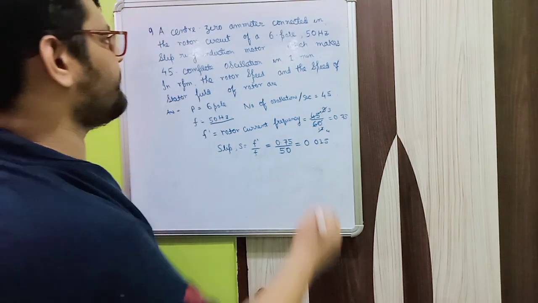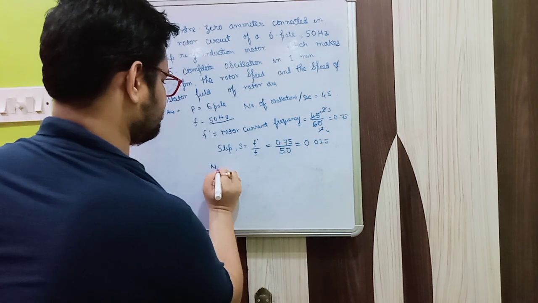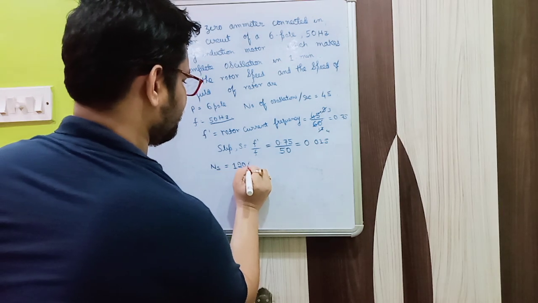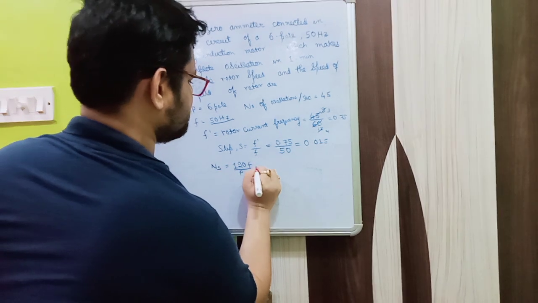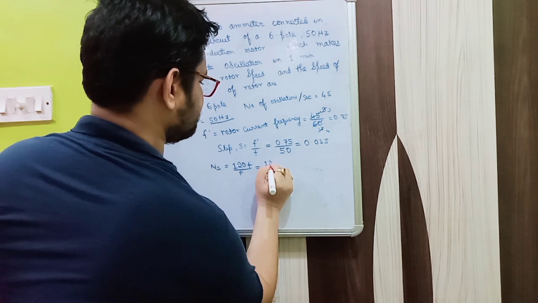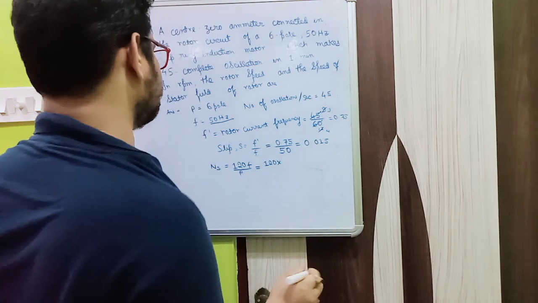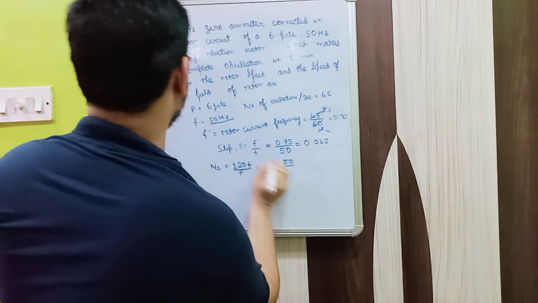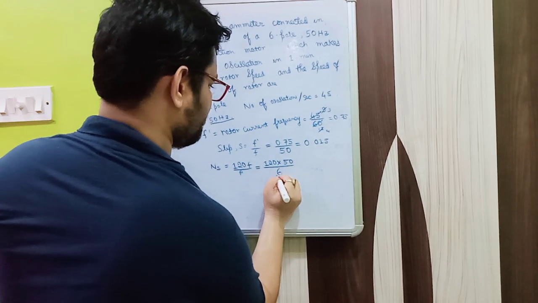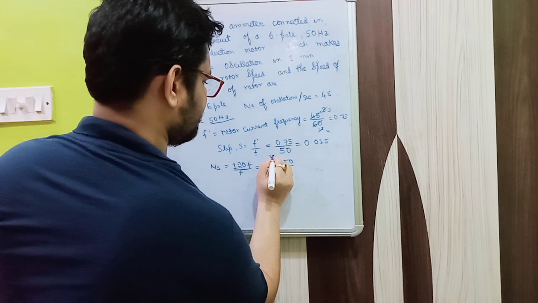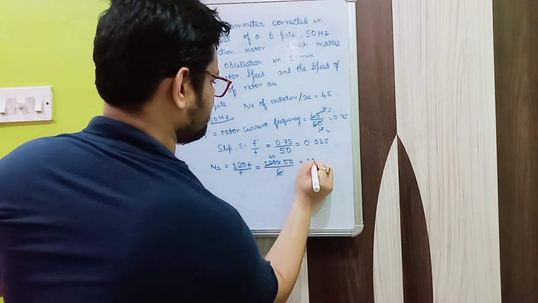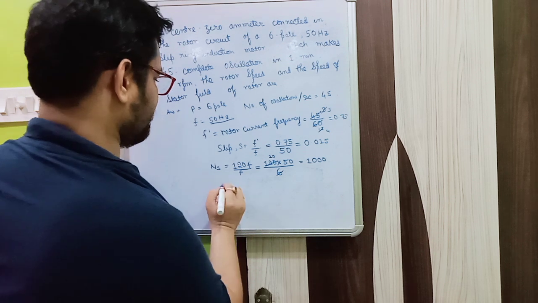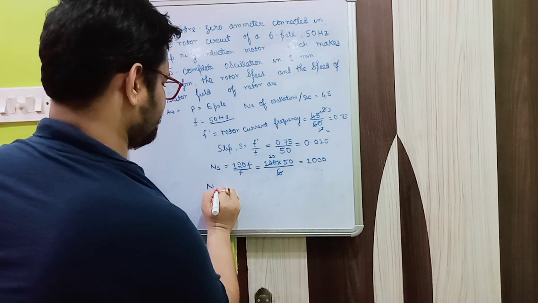So from here we can find out the value of Ns, the synchronous speed. Ns is equal to 120 f by P. The frequency is 50 Hz, and the number of poles is 6. So 120 into 50 divided by 6 is 1000. Now we have to find the rotor speed.